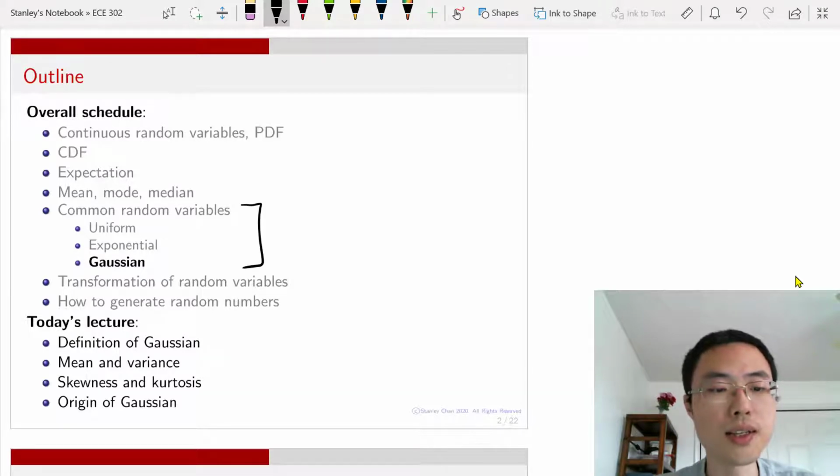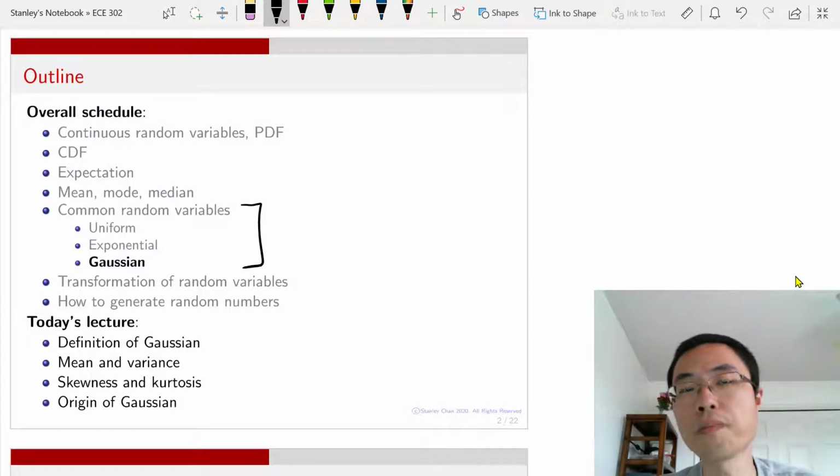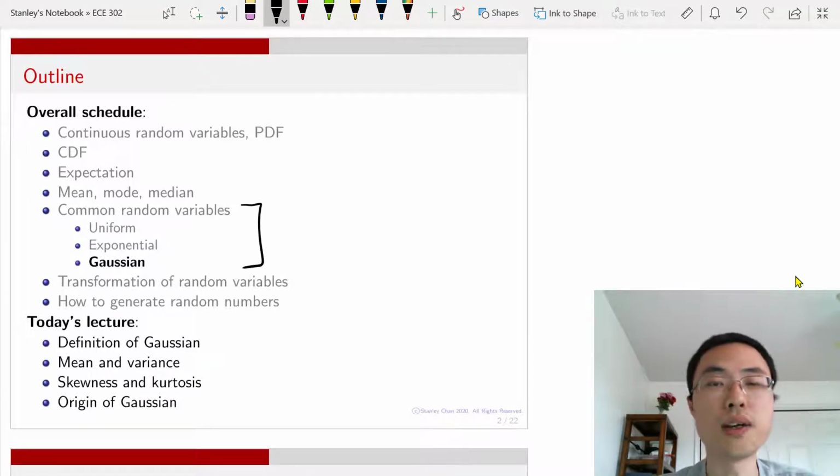The outline of today's lecture is divided into four parts. The first one is the definition of a Gaussian random variable. I'm going to show you a formula that might look a little bit complicated in the beginning. However, I would expect that towards the end of this semester, you will be able to memorize this equation.